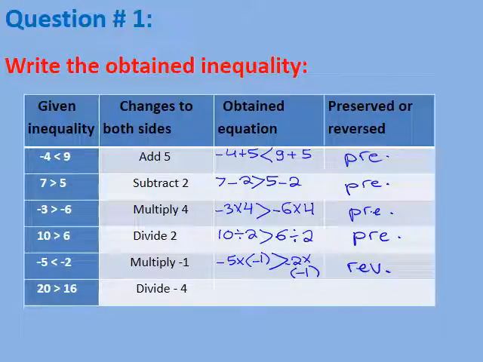Ali, 20 greater than 16, you should divide by minus 4. 20 divided by minus 4, in brackets. What happens for the sign? Greater than becomes less than 16 divided by minus 4, so the sign is reversed. Thank you.